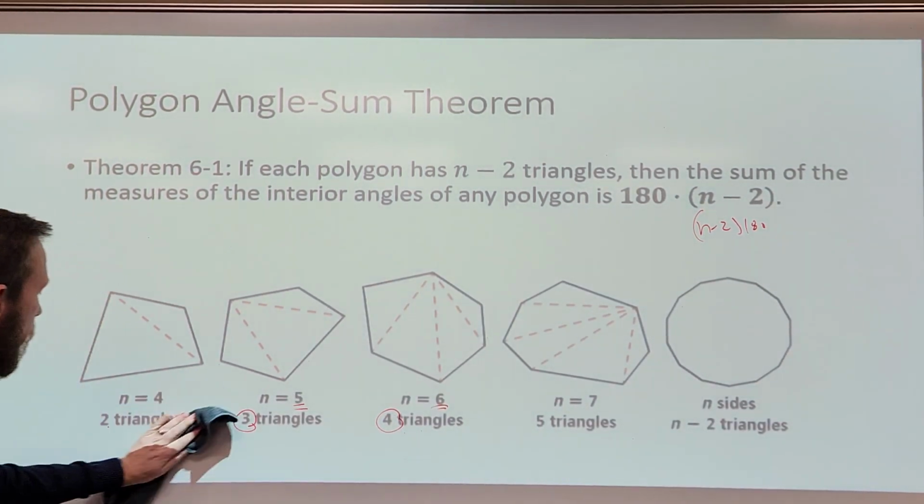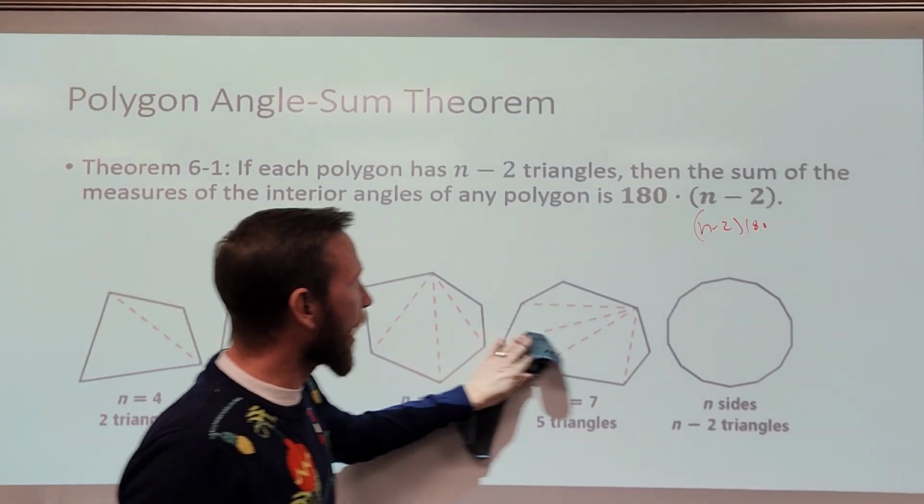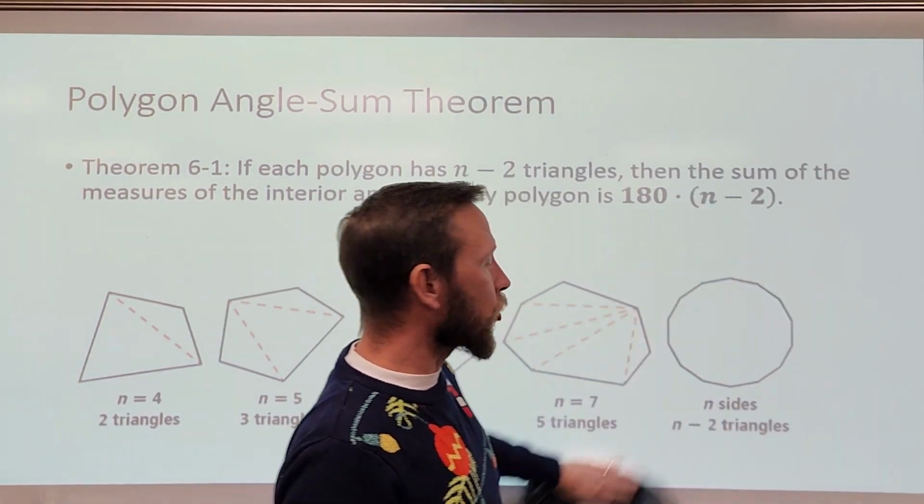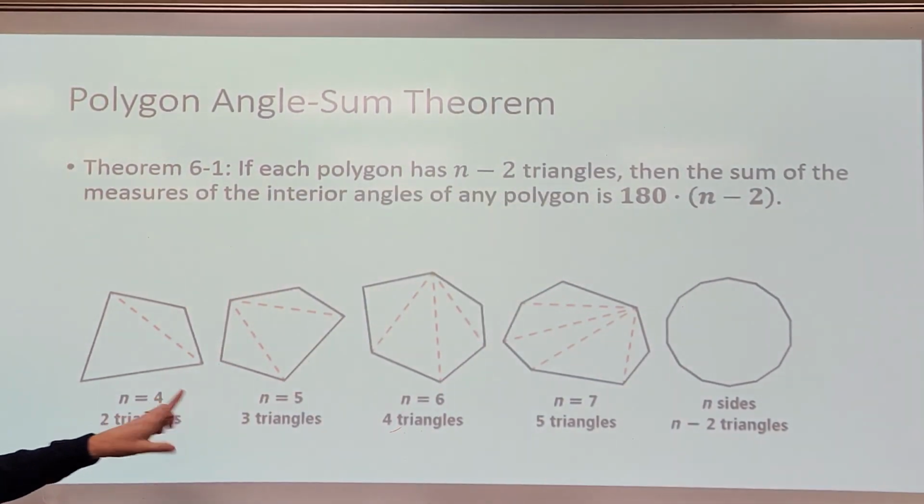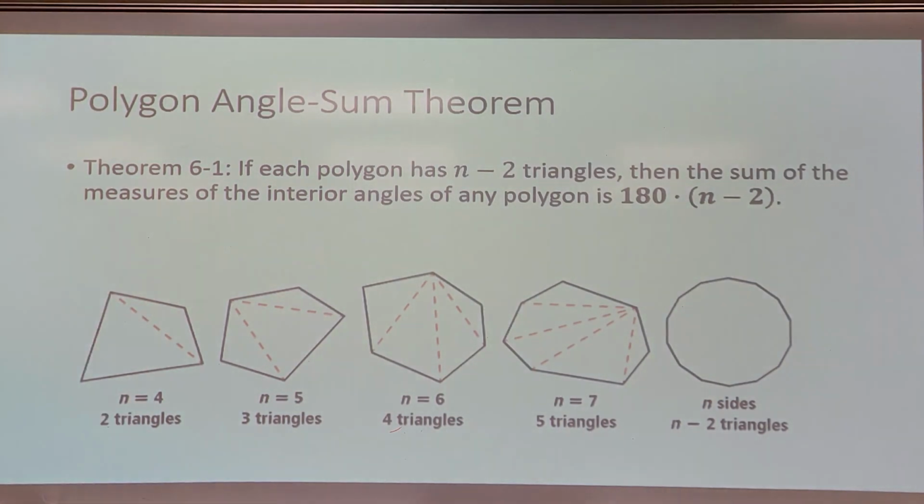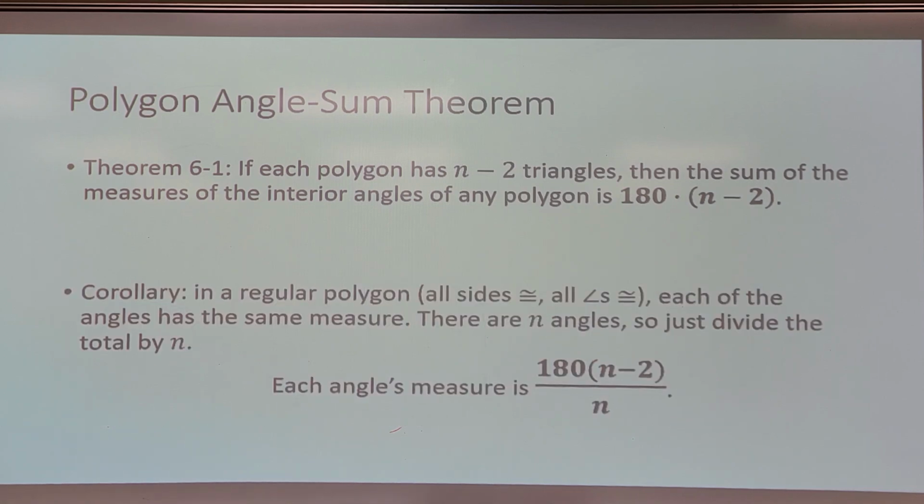So the number of sides minus 2 times 180 is going to give you the total number of degrees when you add up all of the interior angles in the polygon. This is the polygon angle sum theorem. And so there's a corollary there.